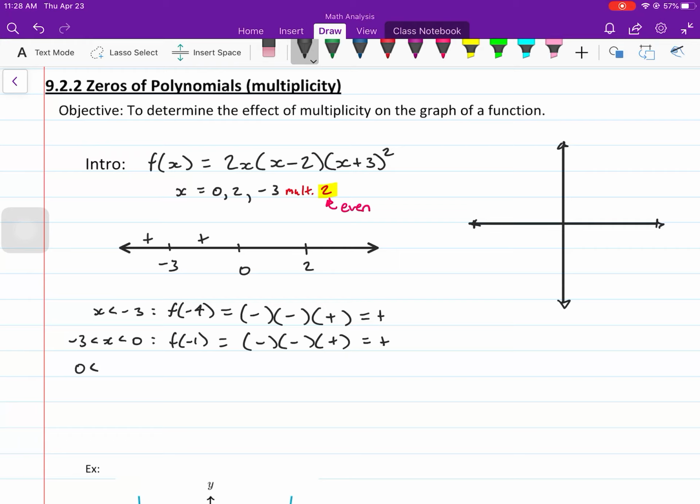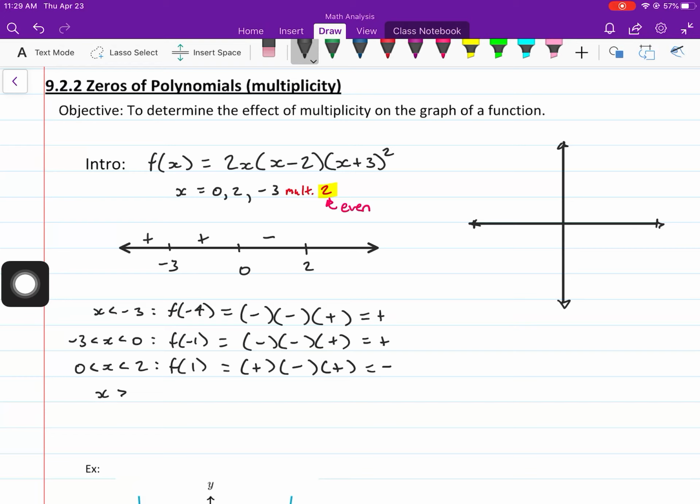All right, testing between 0 and 2. The number 1 is there. So we plug in a 1 here, that's going to be positive. And then 1 minus 2 is negative. And then remember, something squared is always going to be positive. So notice anytime it has an even multiplicity, whatever number gets plugged in there is going to become positive. We have positive, negative, positive, so that's negative. So it's going to be negative on that interval.